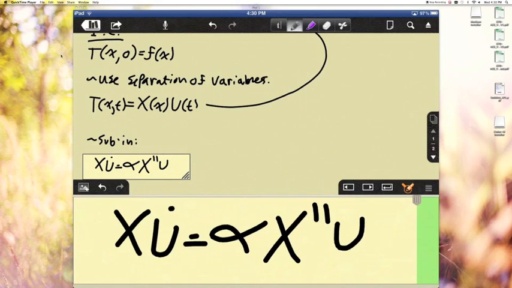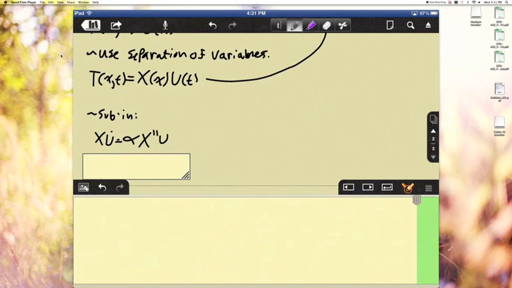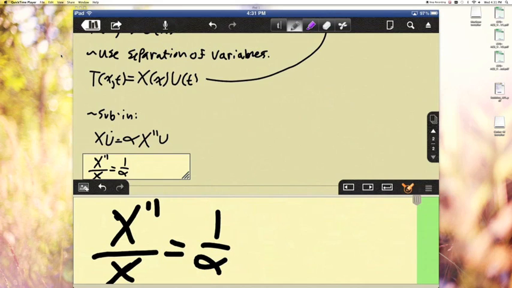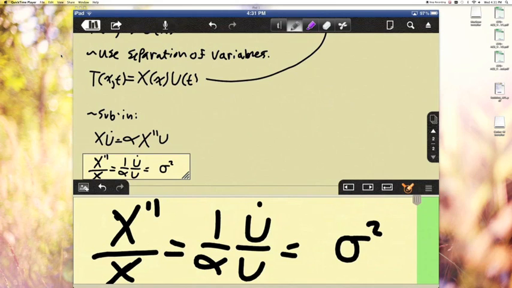Now, what we can do is we want to separate these variables such that u is on one side, x is on another side. So what that basically means for us is that we're going to get capital X double prime all over capital X is equal to 1 all over alpha, u dot all over u, and we have to set this equal to some sort of a constant. We make the assumption in separation of variables that this is equal to some sort of a constant. And what we're going to call that constant is sigma squared, the square root of the eigenvalue.